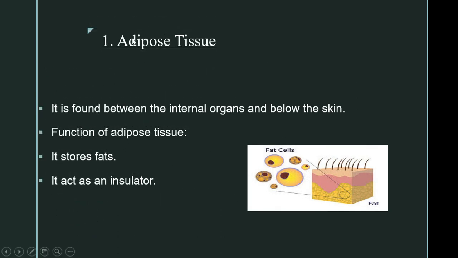The first type of connective tissue is adipose tissue. Adipose tissue is nothing but fat. It is found between the internal organs and below the skin. We know fat is stored. In obese persons, they have high storage of fat beneath the skin. It is nothing but this adipose tissue. The functions of adipose tissue: it stores fat, and it acts as an insulator. So two functions: it stores fats and it acts as an insulator.